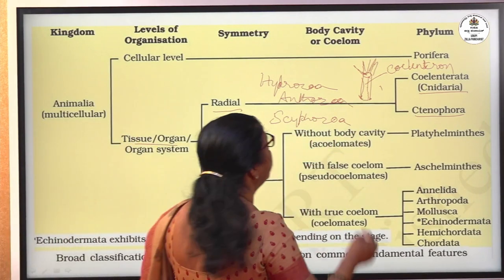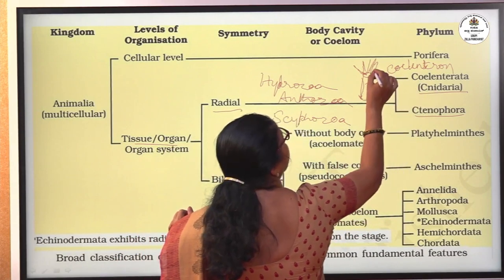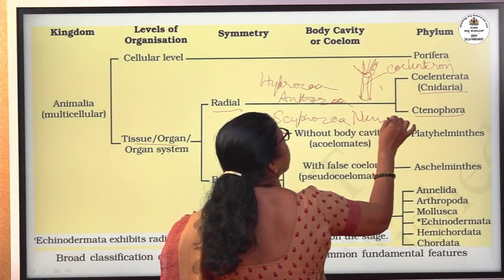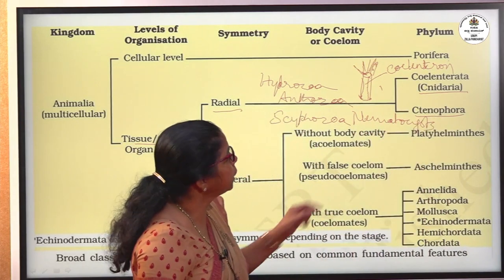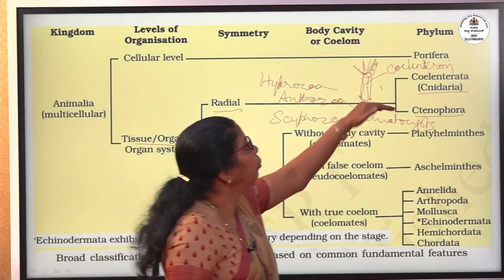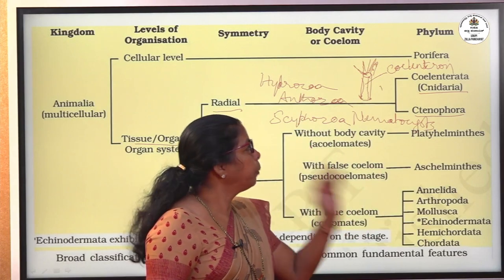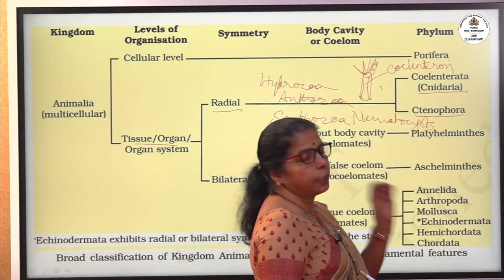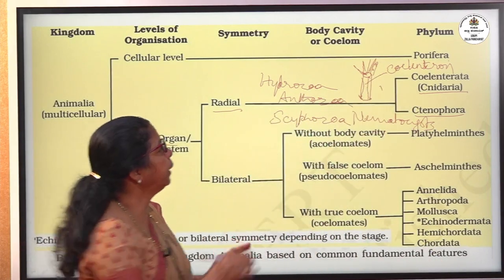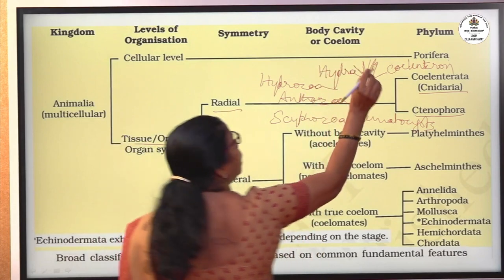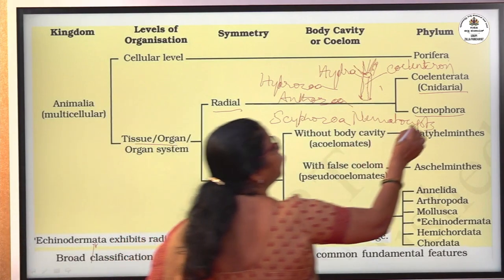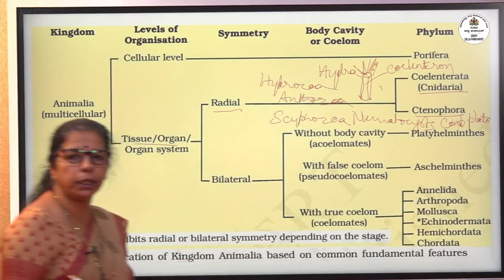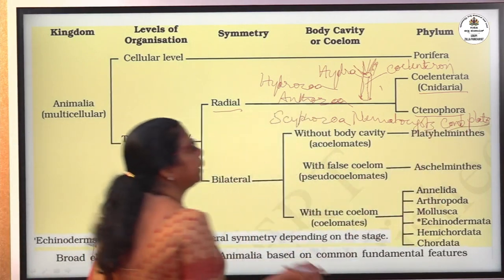Regarding Ctenophora, in Coelenterates the tentacles and outer layer have nematocysts, but in Ctenophora nematocysts are absent. Both are diploblastic animals with radial symmetry. Ctenophores are exclusively marine, and among Coelenterates the freshwater one is Hydra; all other members are marine. Ctenophora also have comb plates. They are commonly referred to as comb jellies or sea walnuts, and their locomotory structure is the comb plate.